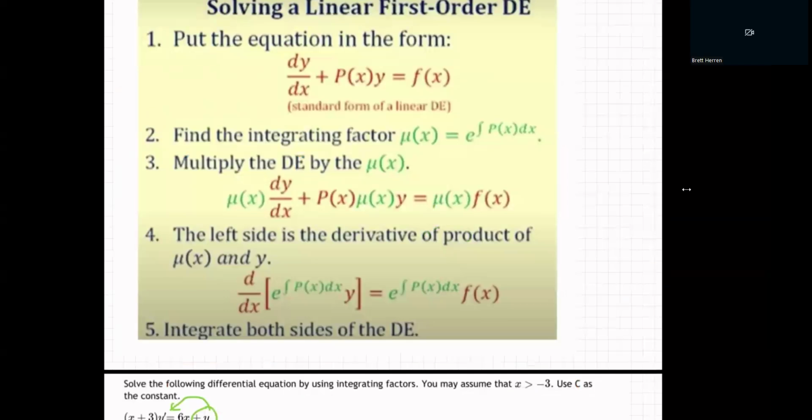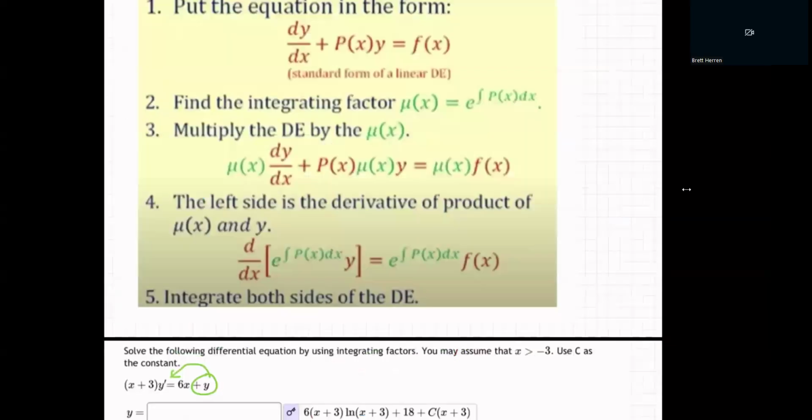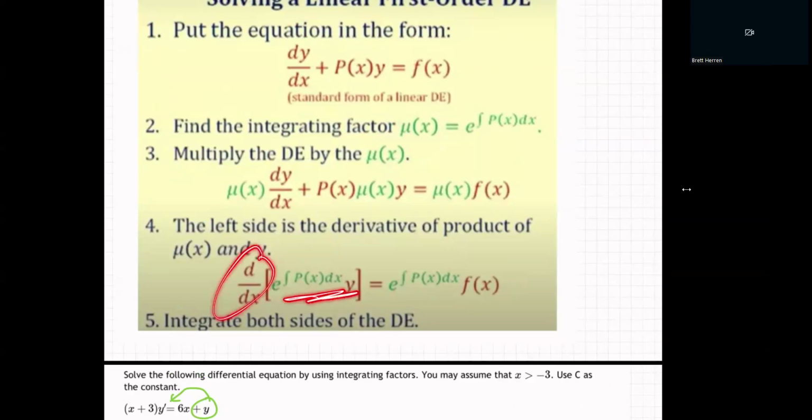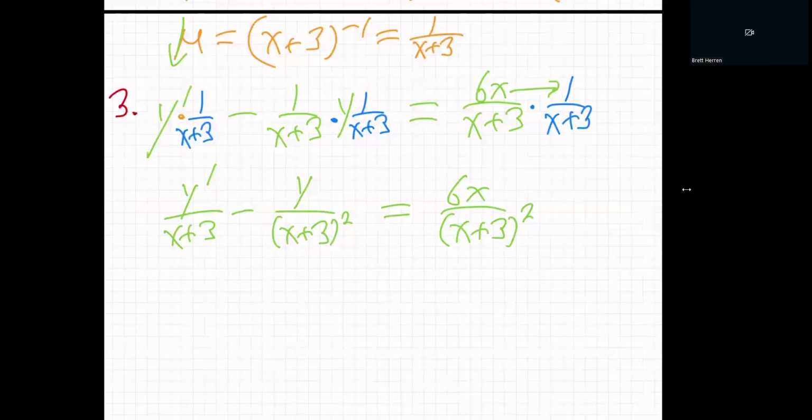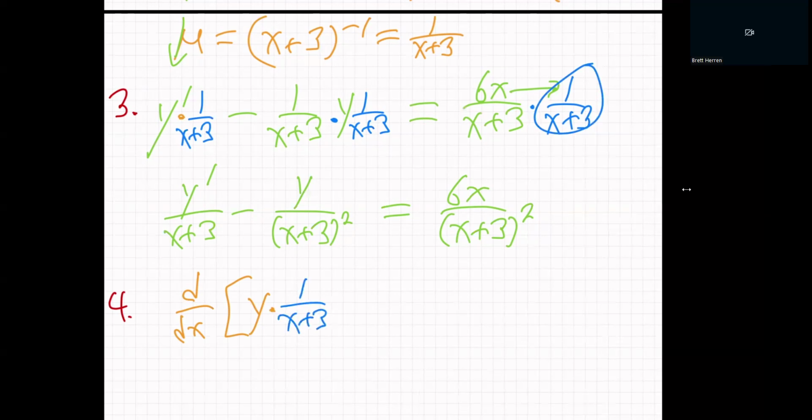Step four says the left side is the derivative of the product of that integrating factor mu of x and y, and you write it like d/dx of those two things multiplied. Okay, so that's step four now. So that left side becomes d/dx of y and the integrating factor, the one we multiplied everything by. The right side hasn't changed.